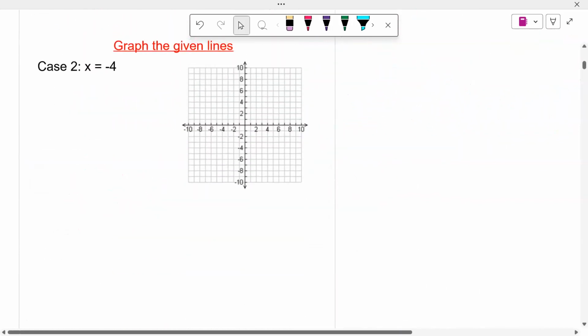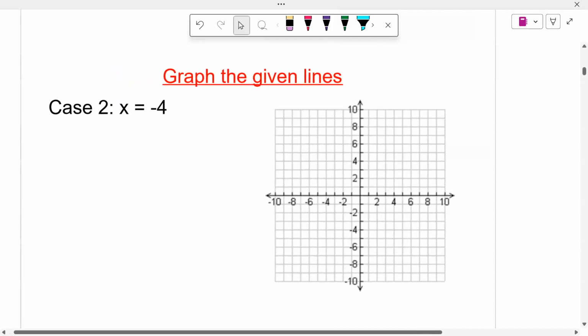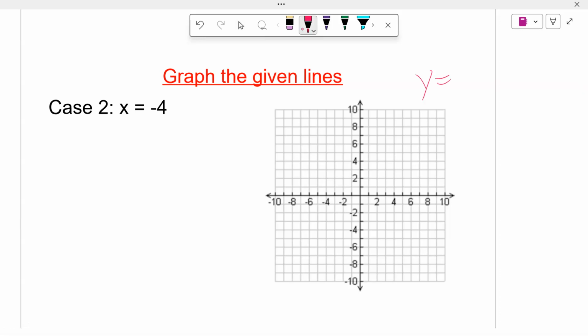Try a couple more. Case 2. So this is a special one. Sometimes you'll see an x equals or a y equals when you're graphing lines. It's kind of sneaky. Again, we're used to seeing y equals mx plus b, slope-intercept form. However, sometimes they throw you a curveball like this.